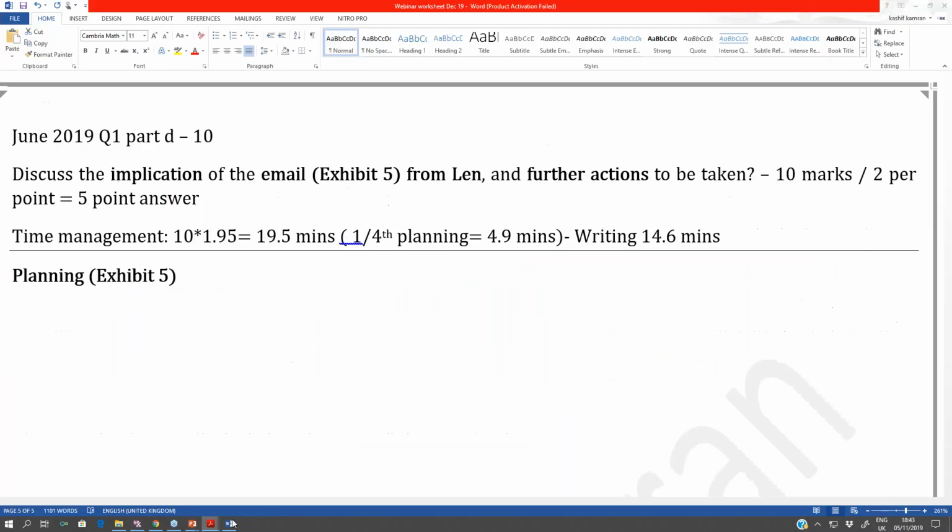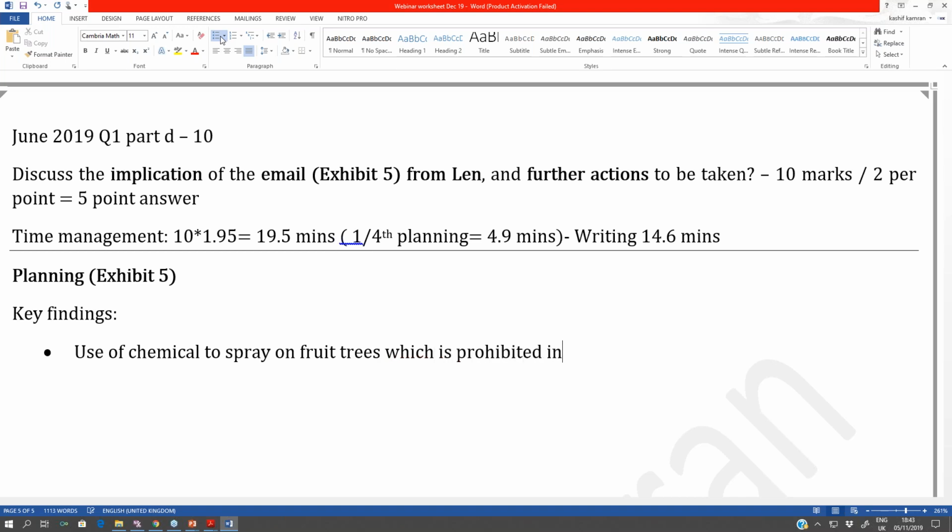Okay, let's now construct the answer. What key findings have we got? The key findings we got, number one, is there is a use of chemical to spray on the fruit trees, which is prohibited in the country. Not just prohibited in the country, it is also toxic to humans. And that's the reason it's been prohibited.